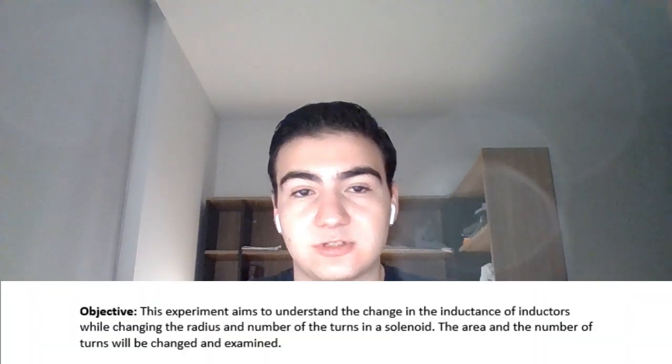The video is about my freshman 102 lab project, which is about examining inductance with the change of radius and the number of turns. In this video I will be mainly talking about the aim of the experiment, the procedure of it, the equipment list that I've used, the experiment itself, and at the end the conclusion part. So let's begin with the aim of this experiment.